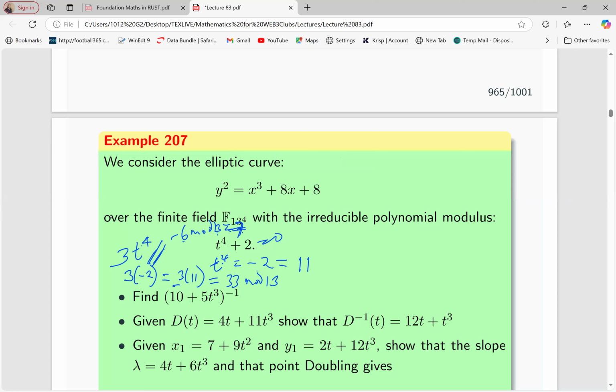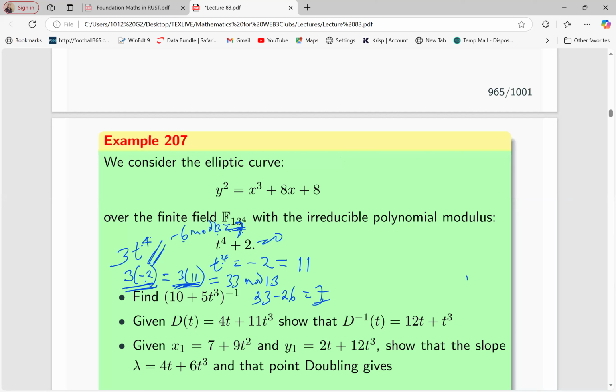What about this other part? This will be 33, and mod 13, what will that be? 13 goes in twice because of 26. Subtract 26 from this, you have 7 again. So you can see these two are the same. So you're either reducing it by replacing t raised to 4 with -2, or you can replace it by 3.